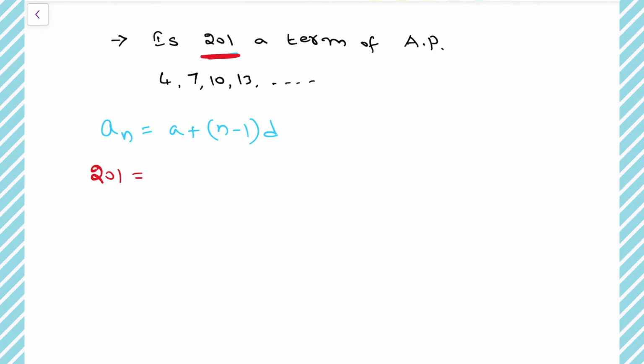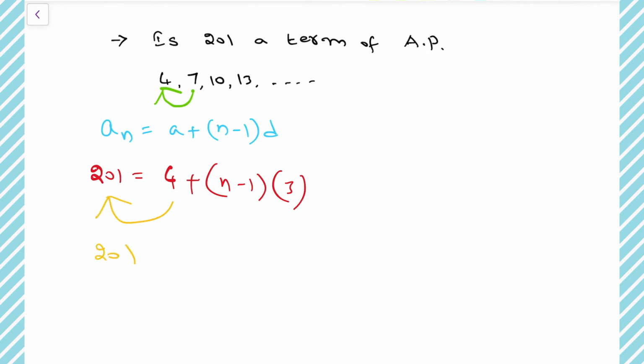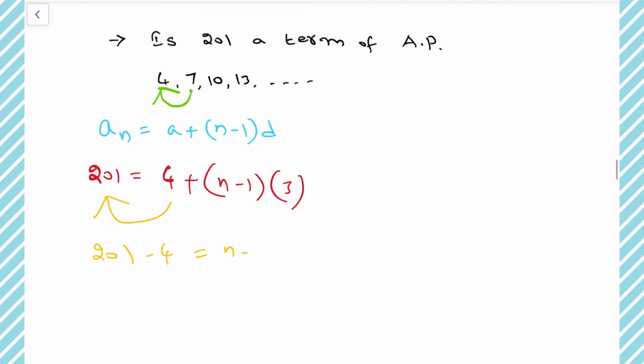So a is nothing but the first term, 4, plus n value we need to find out, into d, the common difference, that is the second term minus the first term. 7 minus 4, it is 3. Now let us simplify this. So first take 4 to the left side: 201 plus 4 becomes minus 4, which equals n minus 1 into 3. 201 minus 4, 197, which equals n minus 1 into 3.